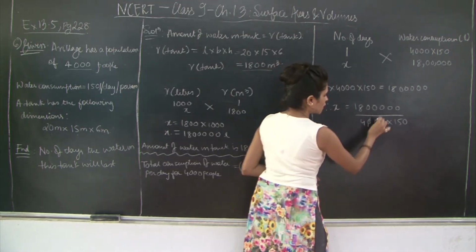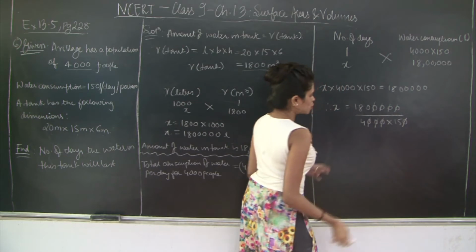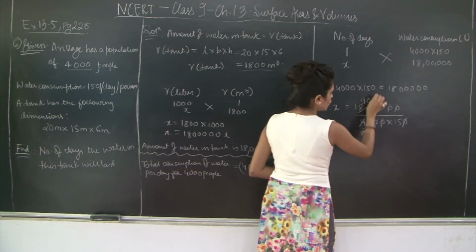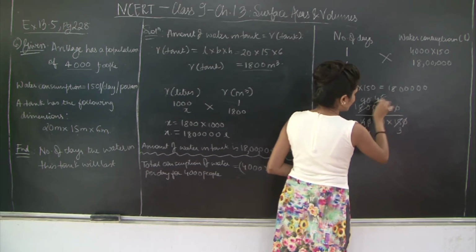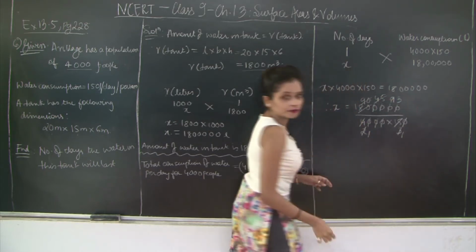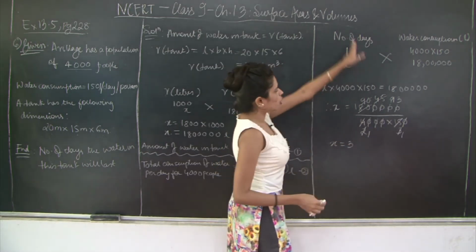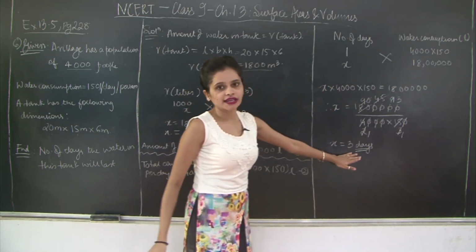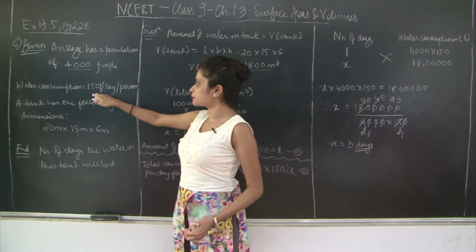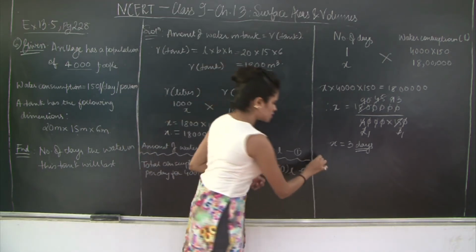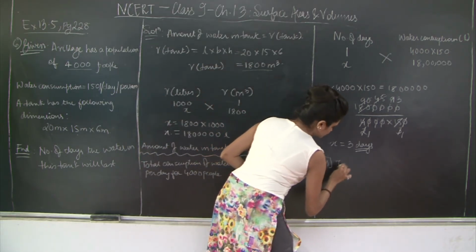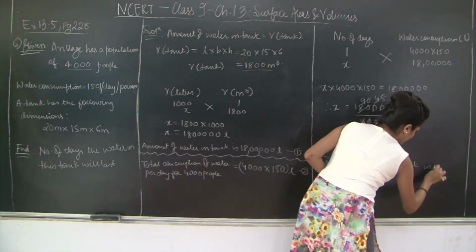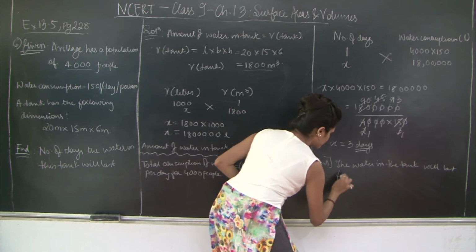So let's cancel out the zeros first. We cancel 4 zeros on each side. So what are we left with? 2 2s are 4, 2 9s are 18 and 0, 2 1s are 2, 2 45s are 90, then 5 3s are 15, 5 9s are 45, 3 1s are 3, 3 3s are 9. So X is equal to 3 what? Days. So the amount of water in tank that we have, that is 18 lakh liters, would last for 3 days amongst a population of 4000 people, where the water consumption is 150 liters per day per person. So finally we will write our answer. The water in the tank will last for 3 days.